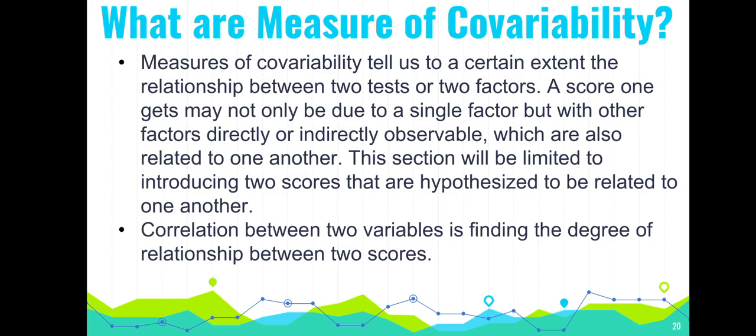What are the measures of covariability? Measures of covariability tell us, to a certain extent, the relationship between two tests or two factors. A score one gets may not only be due to a single factor but to other factors, directly or indirectly observable, which are also related to one another. This section will be limited to introducing two scores that are hypothesized to be related to one another.